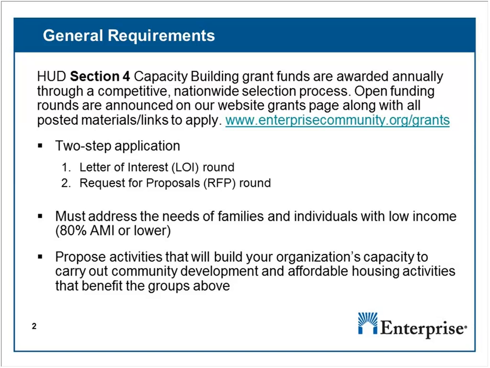We use a two-step application process to award funding, first being the letter of interest or LOI round, and the second is the request for proposals or RFP round. An application proposal you'd submit during the LOI round must address the needs of families and individuals with low income, meaning 80% AMI or average median income or lower.